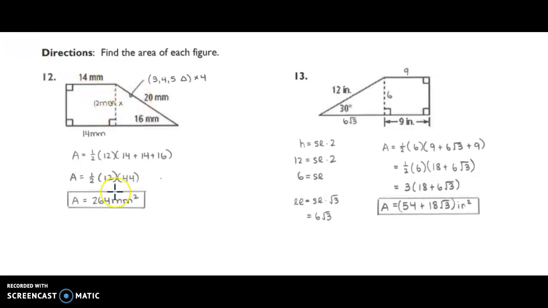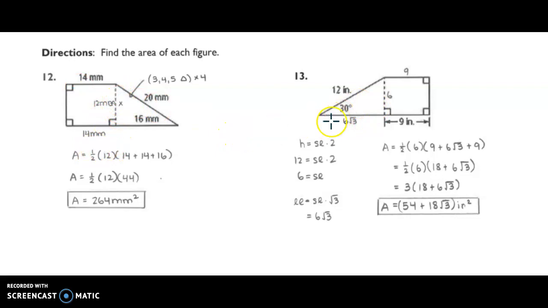This looks a little confusing for number 12, but this is the trapezoid formula, I believe. 1/2 times 12, the height. You have to figure out the height here. You can do x squared plus 16 squared equals 20 squared. And then you got to add 14 and 16. That's what this is, 14 plus 16, this base plus the other base, times 1/2 times the height.